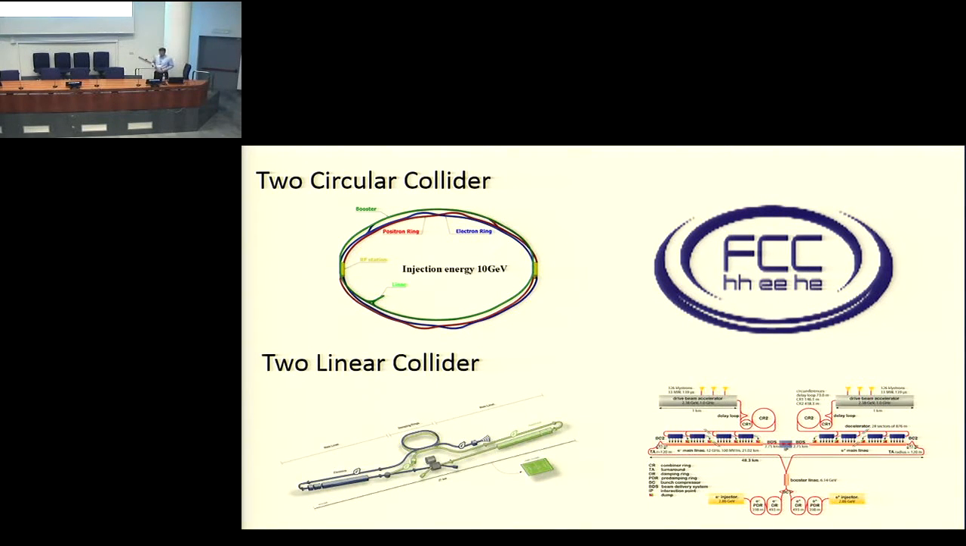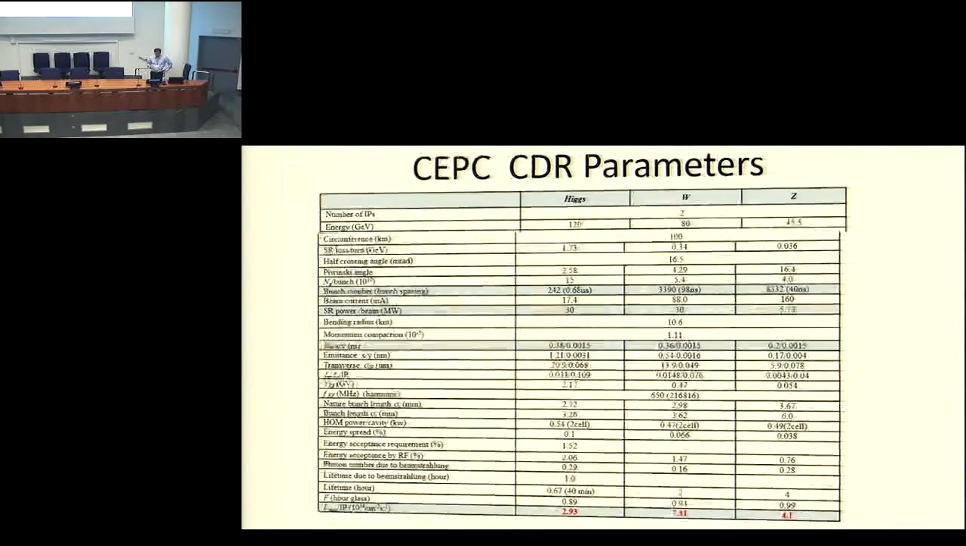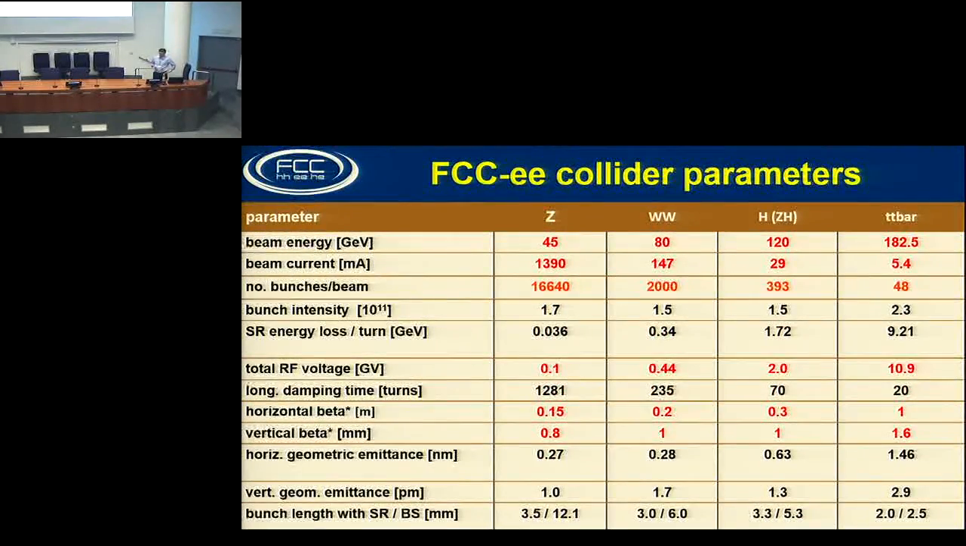These talks covered the 2 circular colliders, CEPC and FCC, and the 2 linear colliders, ILC and CLIC. So this is presented as the CEPC CDR parameters. We first focus on the Higgs factory. And this one is the FCC collider parameters. It is first focusing on the Z factory.